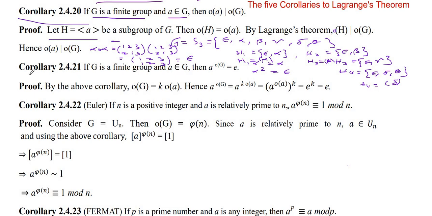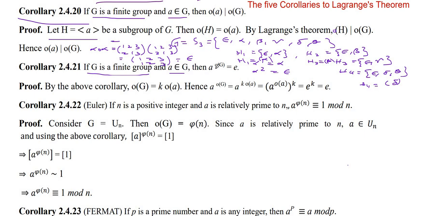Now corollary 2 says that if G is a finite group and A belongs to G, then A to the power order of G is the identity element. Now A power order of A is always the identity element. That is the definition.